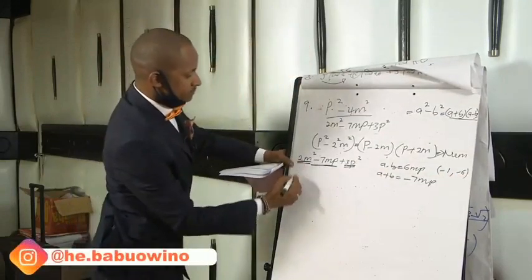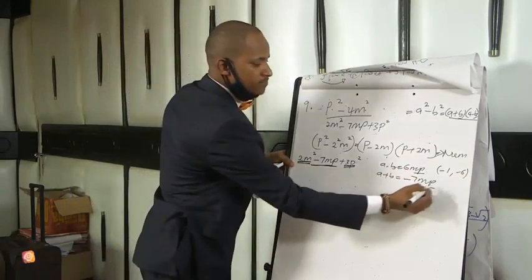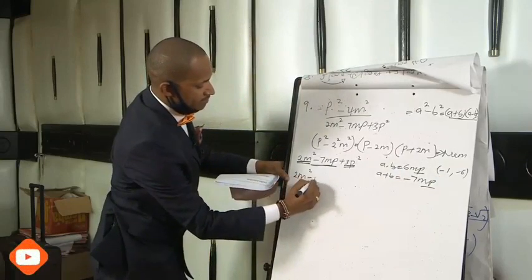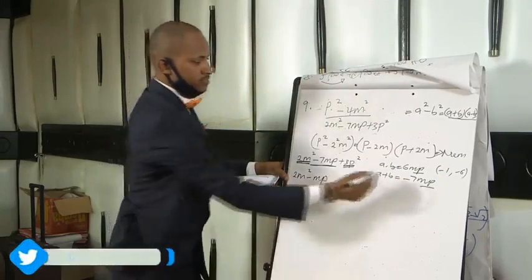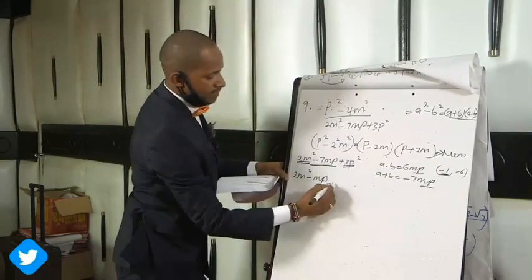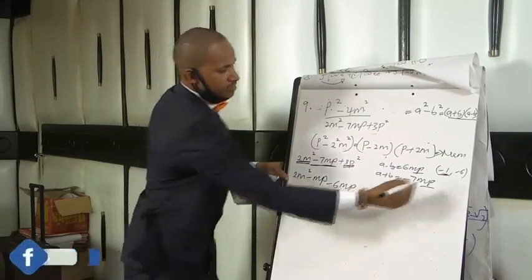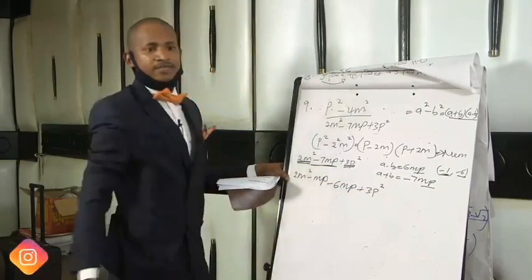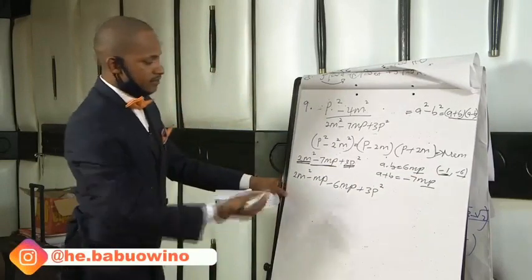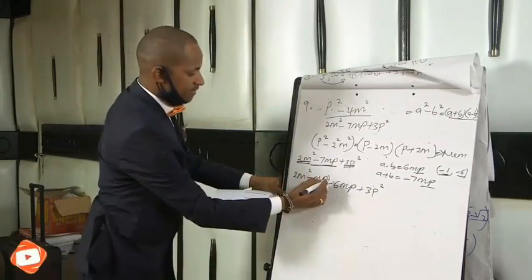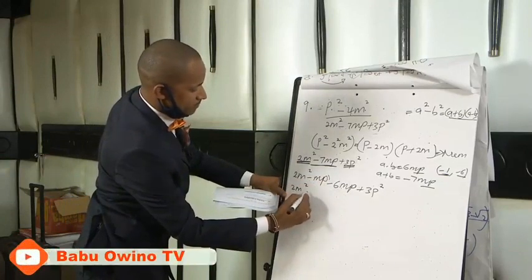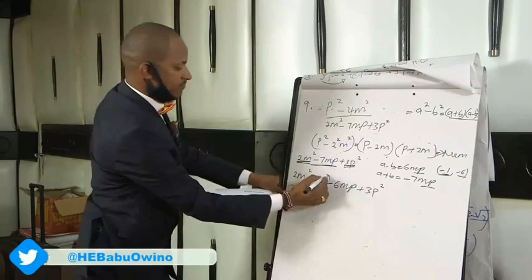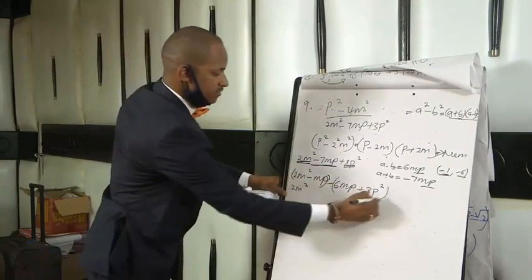You come back here, but now because we have mp, we will just replace mp. So we have 2m squared minus mp, which is represented by minus 1, then minus 6mp, which is represented by this minus 6, plus 3p squared. Then you simplify this by collecting the like terms, simplifying this side and this side.